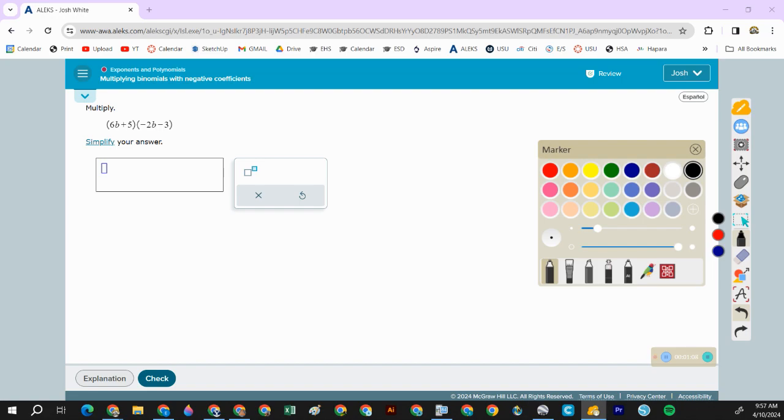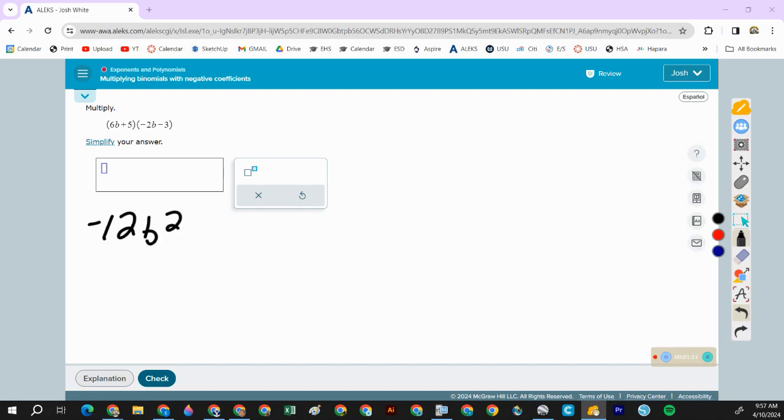So the first one is going to be negative 12b squared, and then this and this are going to go together as long as the binomials are in the same form. So if you have a b to the first plus a constant and a b to the first plus a constant, then that middle term is going to be common and it's going to mix together. So in this case, we have a negative 18 and a negative 10. So that would be negative 28b and then minus 15. So if you can learn to do those in your head, it's going to be very helpful. Just kind of a heads up.